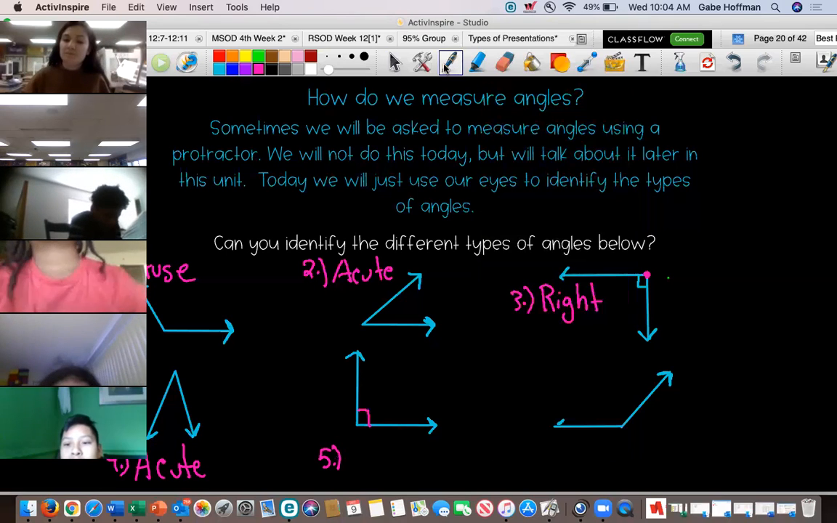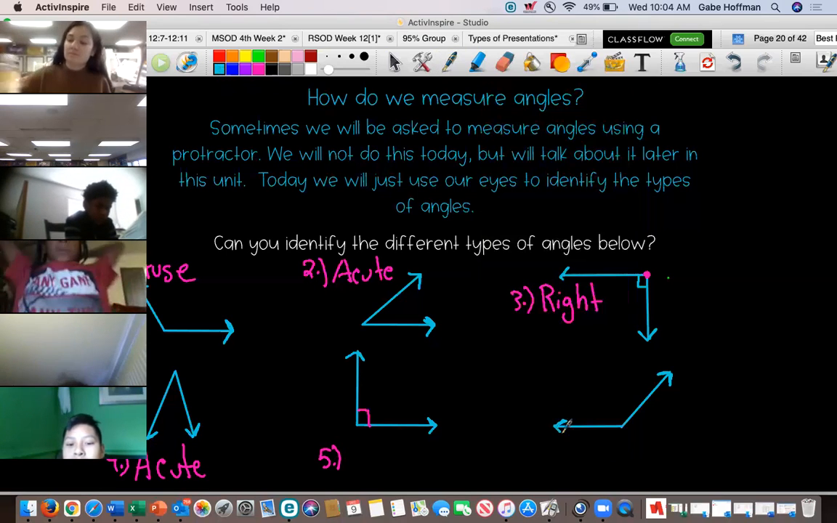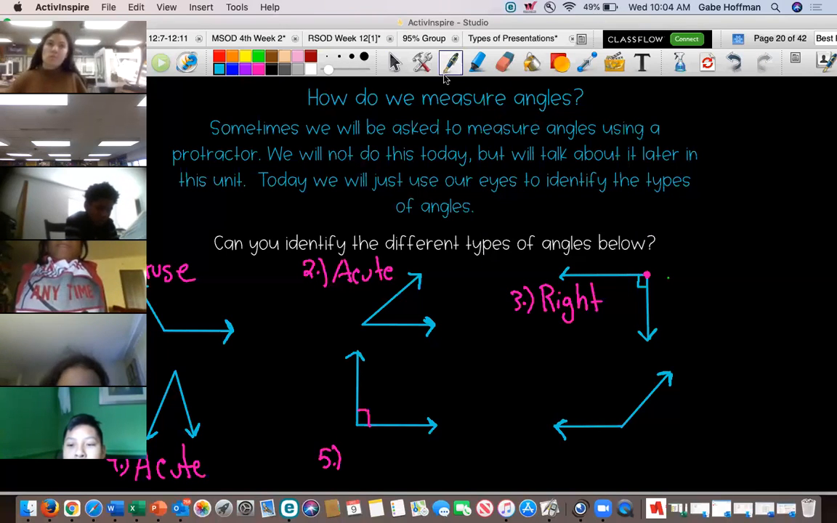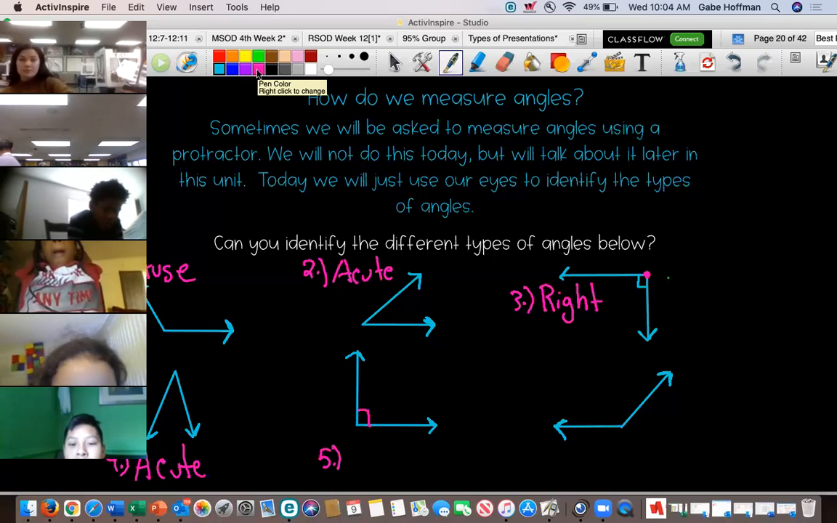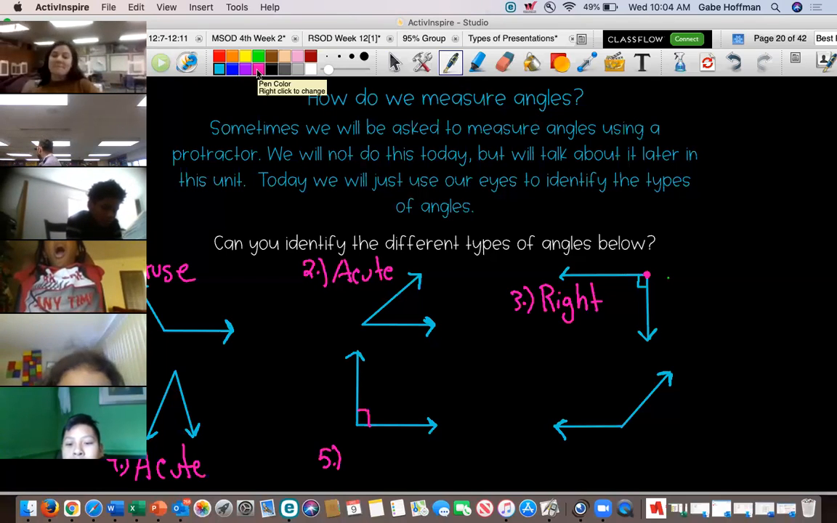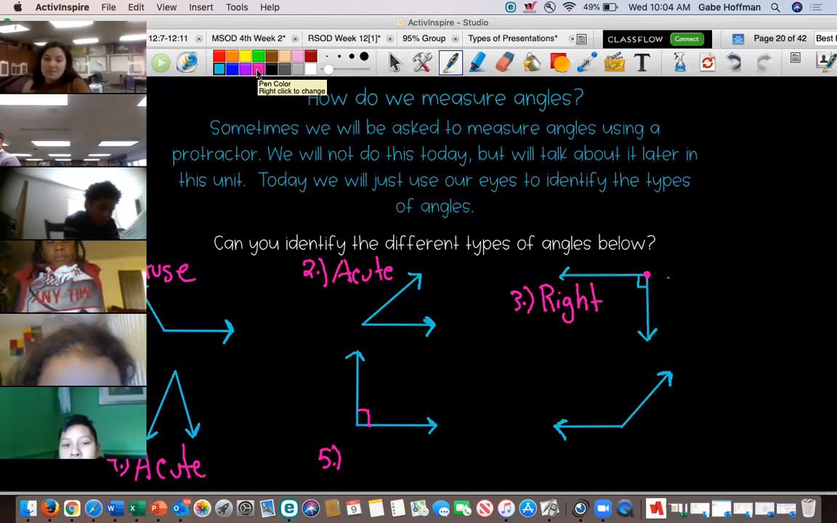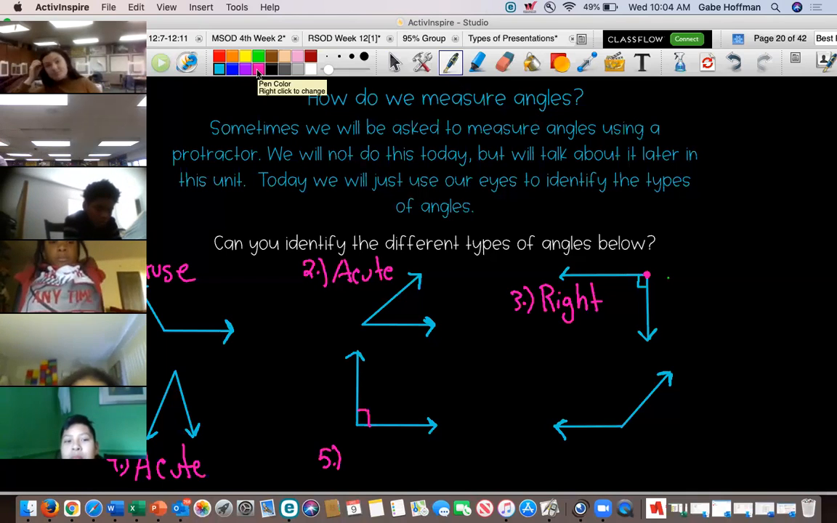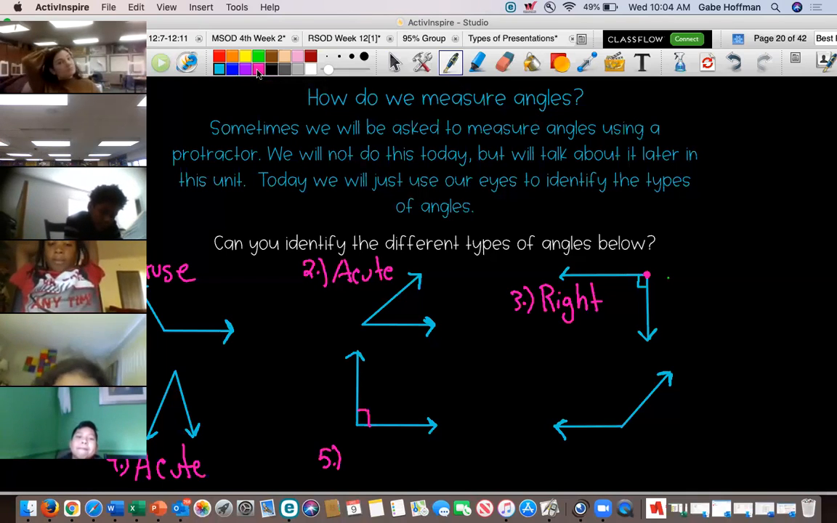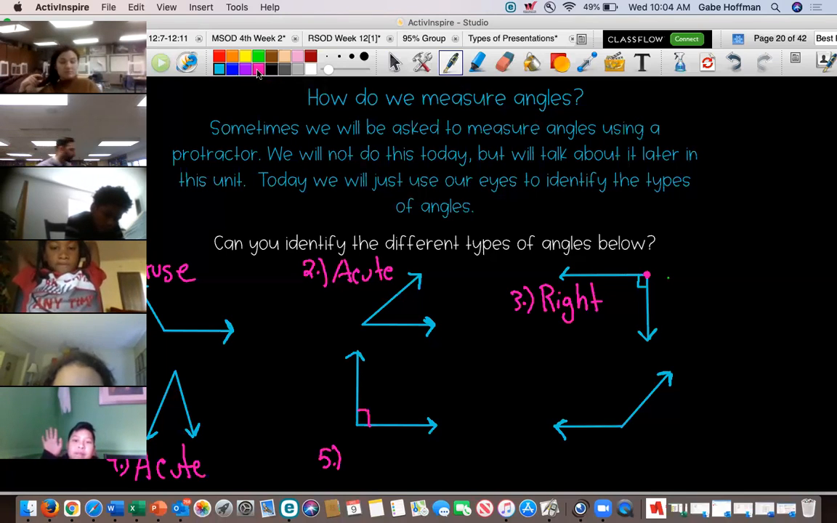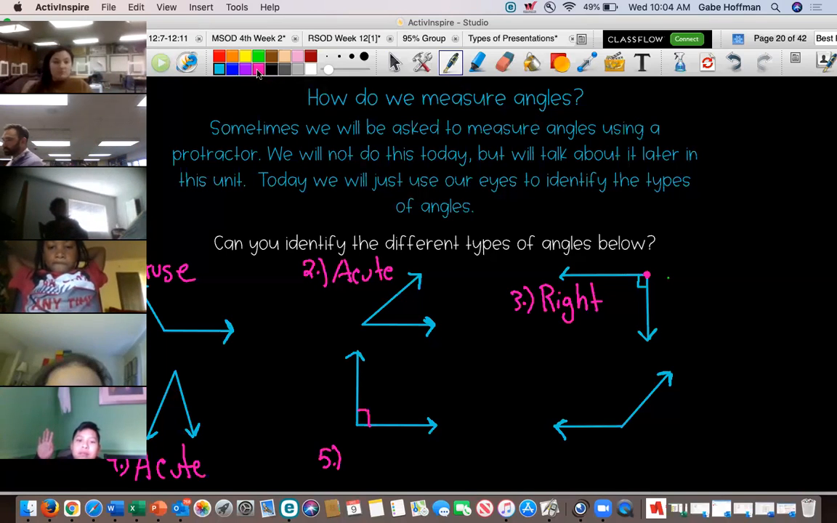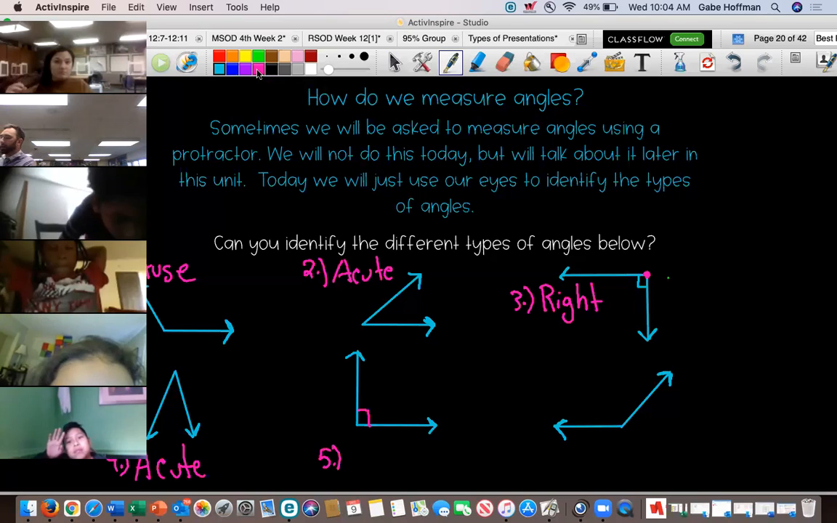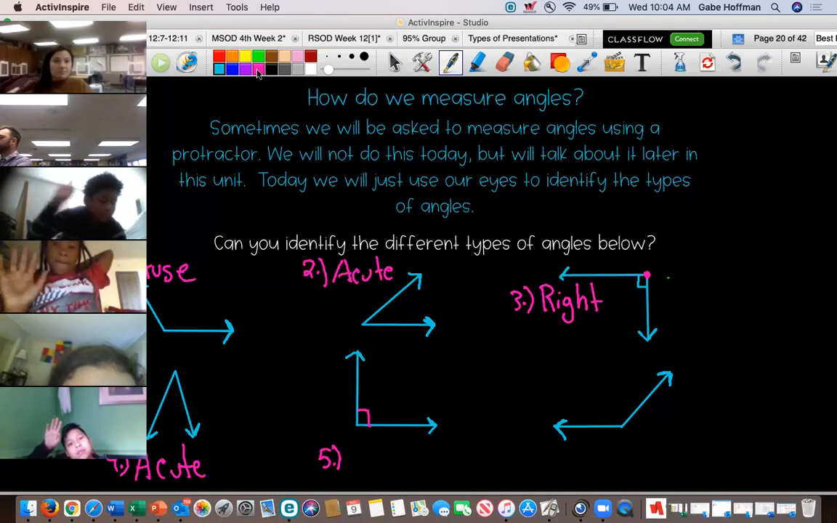It's okay, we'll wait. What's number five, a seal? There's a big clue if we've been focused on the lesson that tells us what number five is. Somebody want to help her out? Christian, what kind of angle is that?